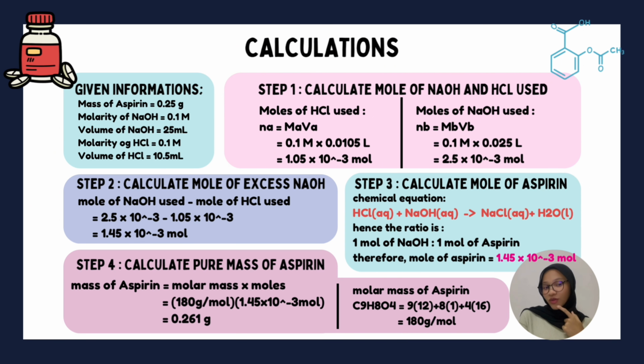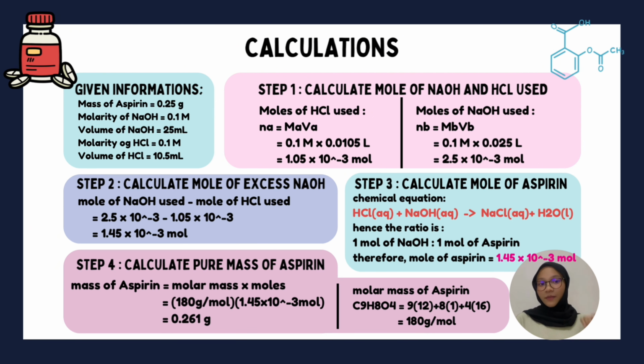How can we get the value? We have to minus the moles used in sodium hydroxide with moles used in hydrochloric acid. Then we will get the answer, which is 1.45 times 10 to the power of negative 3 moles. For the next step, we have to calculate the moles of aspirin. We can get it by looking at the balanced chemical equation. Then we will get the ratio, which is 1 mole of sodium hydroxide is equal to 1 mole of aspirin. Therefore, the moles of aspirin is 1.45 times 10 to the power of negative 3 moles also.